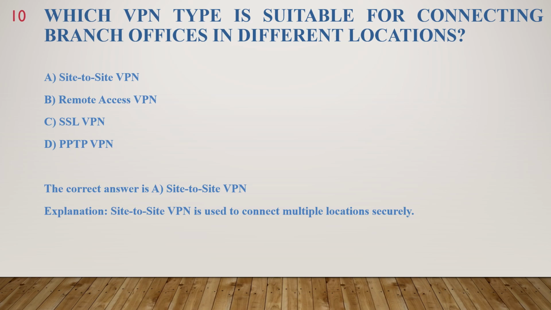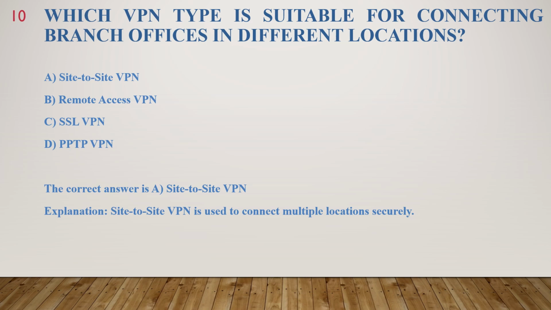VPN, B, primarily designed for individual users to connect securely to a central network remotely. Although some remote access VPN solutions can be used for limited site-to-site connectivity, they are not as secure, scalable, or cost-effective as site-to-site VPNs for large-scale branch office connections.